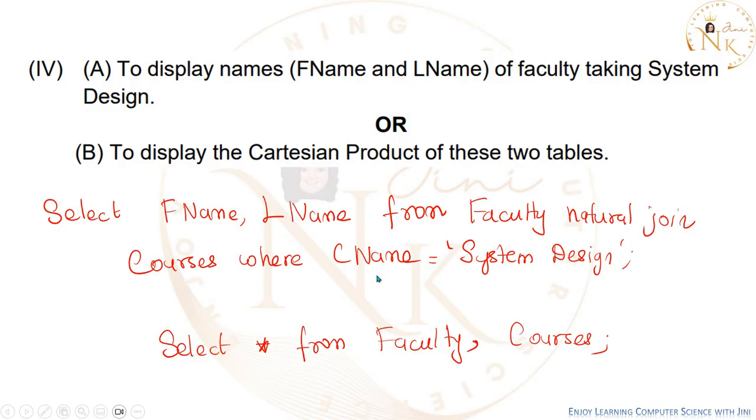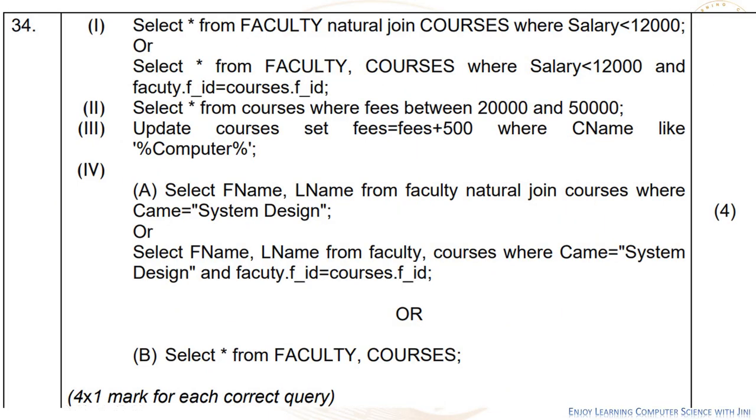Okay, so in this case, if I am not using natural join, you specify the condition. FID is the common column in both the tables, so faculty dot FID is equal to courses dot FID. When you use natural join, no need to specify the condition explicitly, right? This is the output for the 34th question, which we have discussed already.